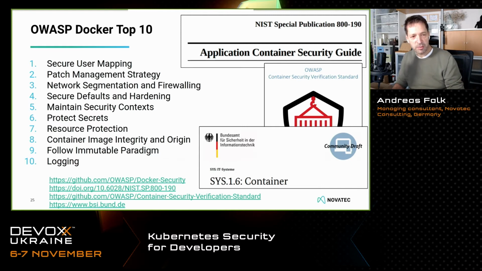The OWASP Docker Top 10 has 10 prominent parts, which we will also cover today, like secure user mapping, patch management strategy, secure defaults and hardening, maintaining security context, and protecting your secrets. Also dealing with container image integrity and origin, following the immutable paradigm. Containers should be immutable, so they should not be changed and patched. You should always create new containers, for example, and also deal with logging.